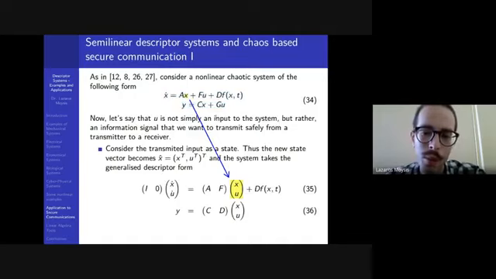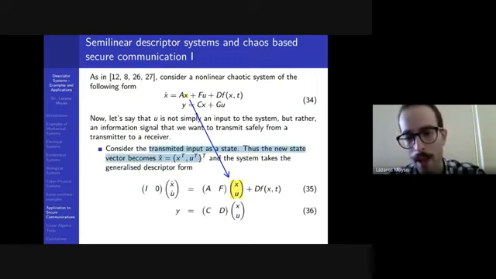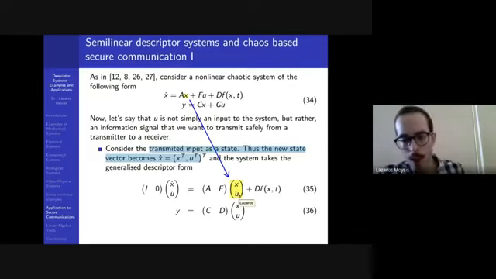And what we do here is a very simple thing. We reformulate this system and take the transmitted input as a state. So let's say instead of the state X, we also have U as a state. So we have this augmented state, if you like. And this way, what we can do is take this simple state space system and write it in descriptor form, where we went from the state X to the state XU.